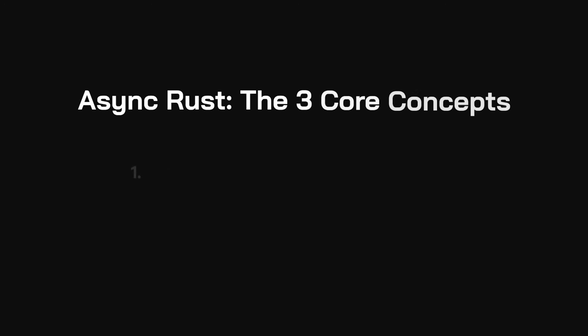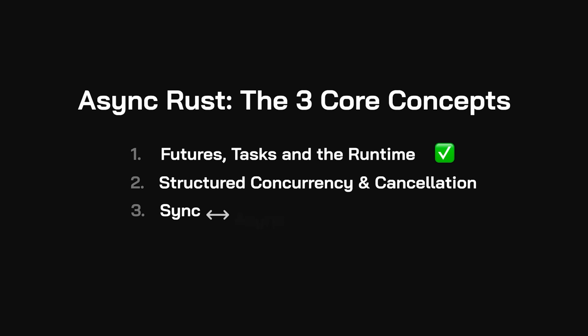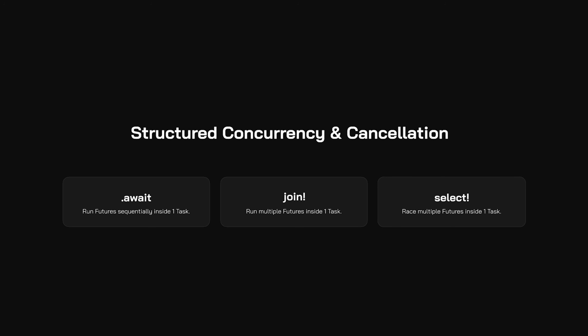Okay, so now that we understand what futures, tasks, and a runtime are, let's talk about the next core area that trips up even senior engineers in async Rust: structured concurrency and cancellation. Structured concurrency in async Rust is about deciding how your futures run, and there are 3 common ways to do that. Using await to run futures sequentially inside one task, using join to run multiple futures inside one task, or using select to race multiple futures inside one task.